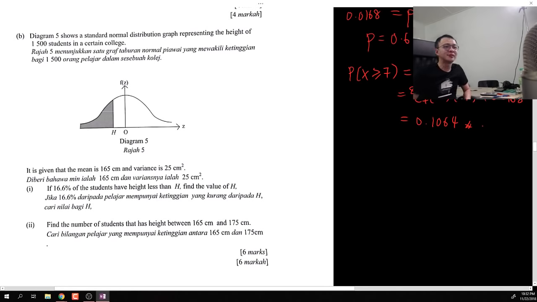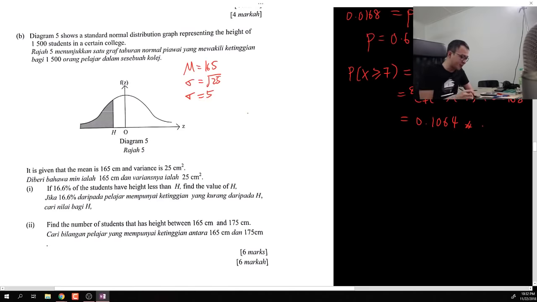Okay, so diagram 5 shows a standard normal distribution graph representing the height of 1,500 students in a certain college. It's given that the mean is 165, and the variance is 25. In this topic, I don't like variance, so I will make it the standard deviation, which is the square root of 25, which is 5. Now I have the standard deviation and mean.